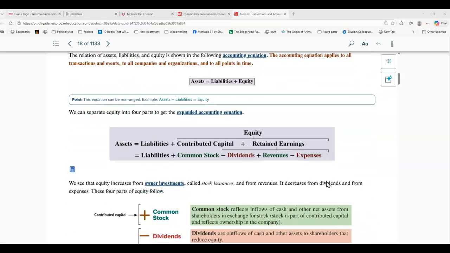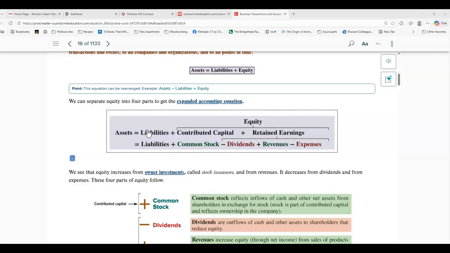The accounting equation looks like this. Assets equals liabilities plus equity. And equity is contributed capital plus retained earnings. And retained earnings can be broken down into the revenues and expenses: revenues we've earned and expenses we've incurred. That's net income. And dividends are distributions of those earnings to the stockholders. So assets equals liabilities plus common stock minus dividends plus revenues minus expenses.